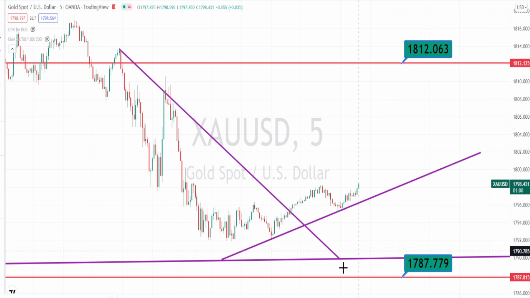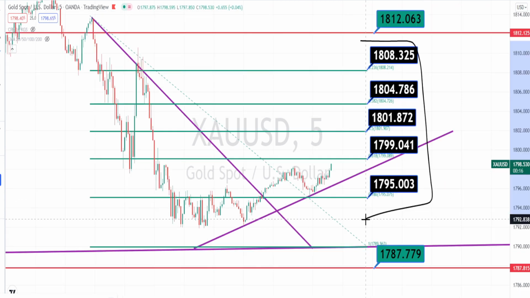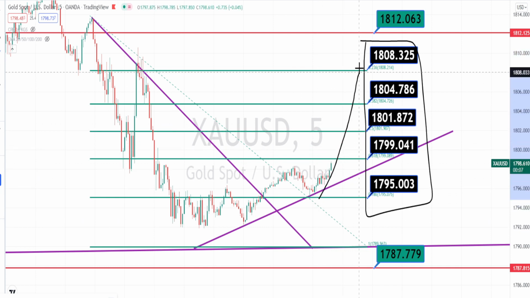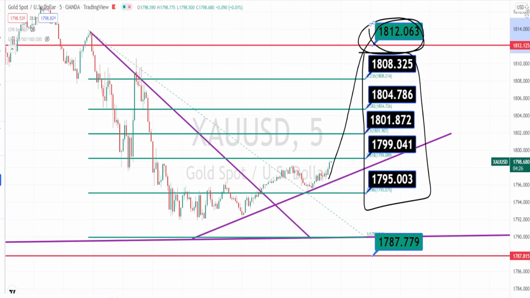Let us mark the support and resistance levels. The values in black color boxes are the support and resistance levels for the current price action. Currently the price action is in a very nice bullish trend. We can expect it to test this resistance level of 1812. And if the price action breaches this resistance level, we can expect a bullish trend reversal.